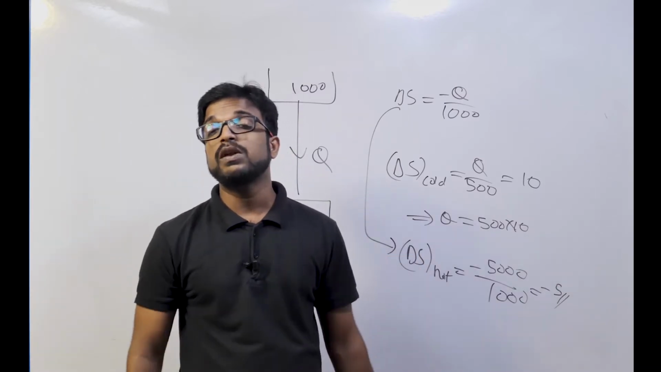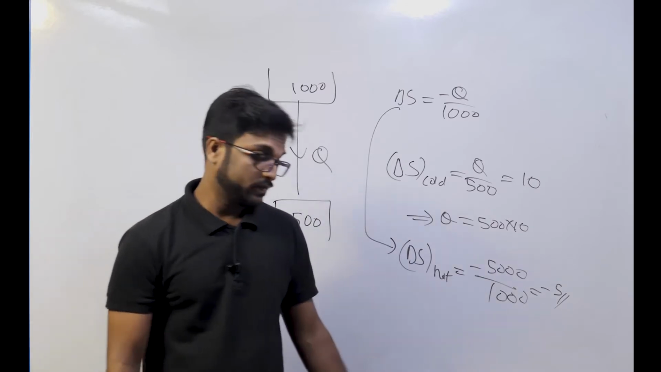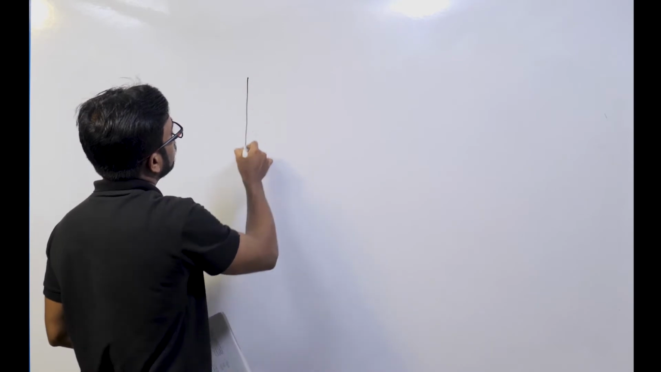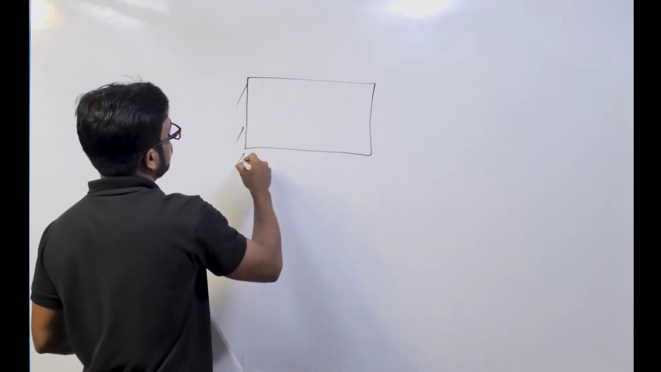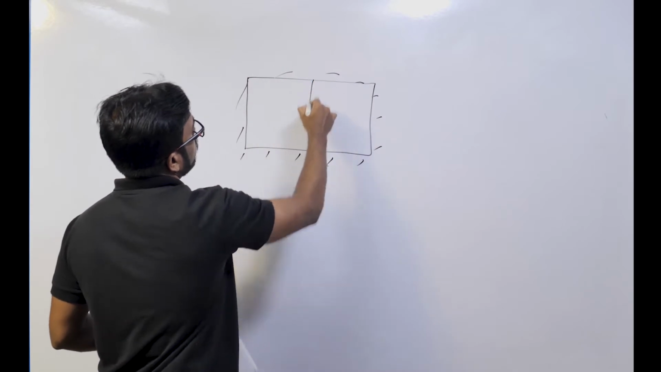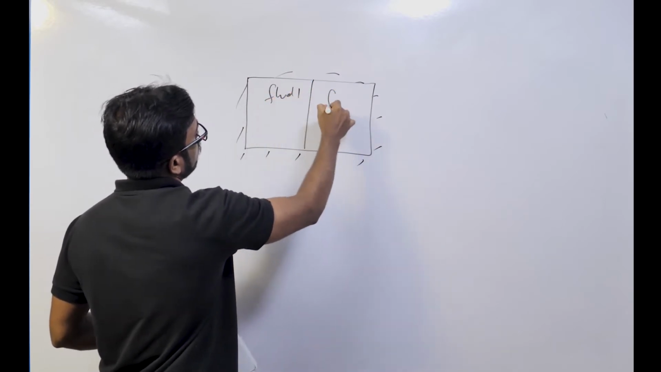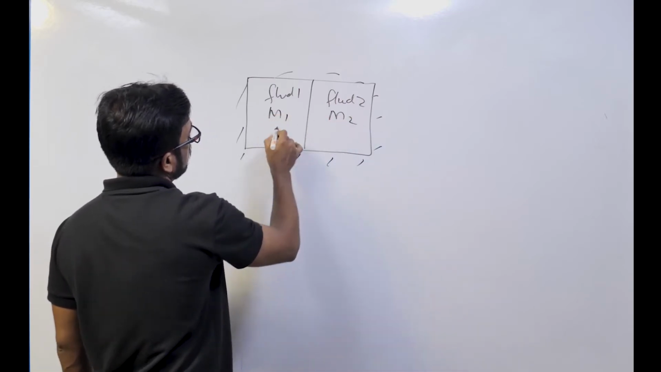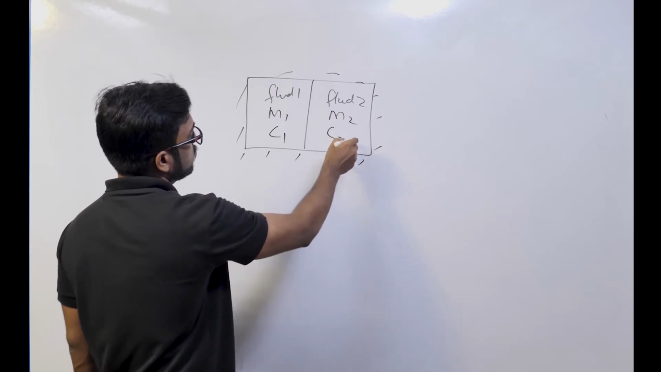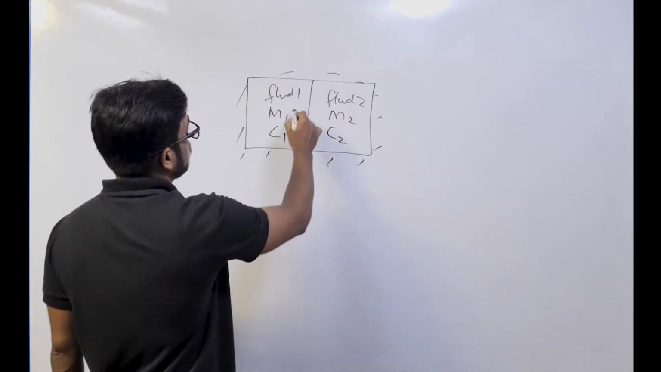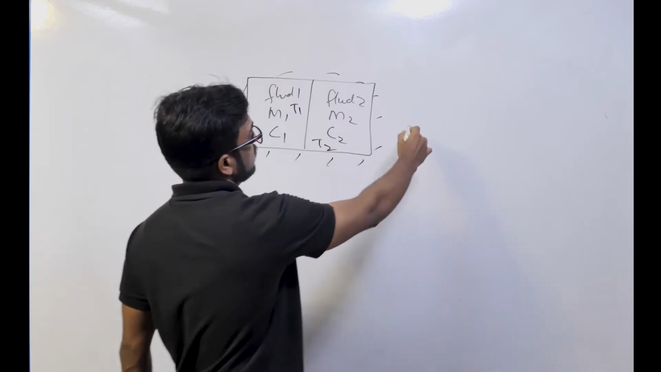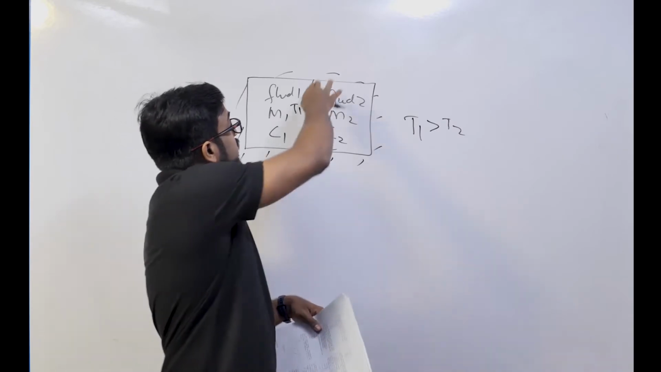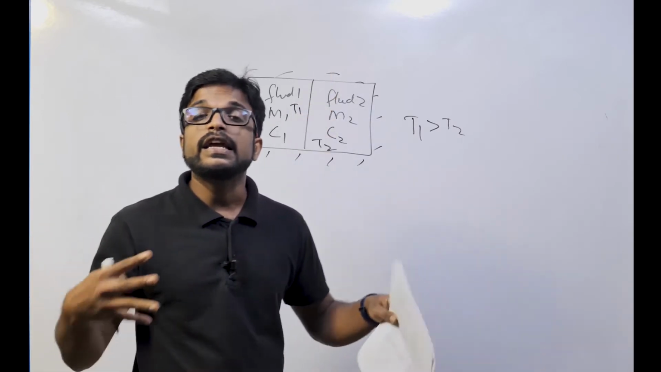When two fluids are mixed, what is going to happen to the entropy? Consider that we have an adiabatic chamber with two fluids, fluid 1 and fluid 2, of mass m1 and mass m2. The specific heat of the first one is C1, and of the second one is C2. The first one is at temperature T1, the second one at temperature T2. Let T1 be greater than T2. When I remove this partition, what will happen? Both of them will get mixed up.